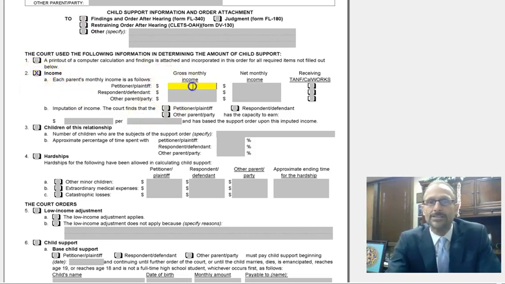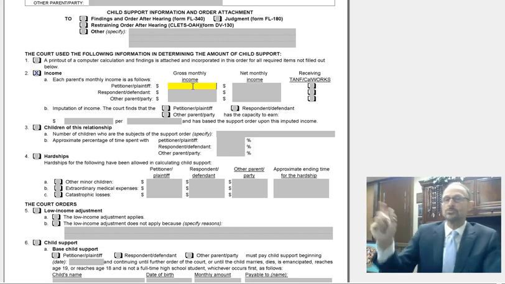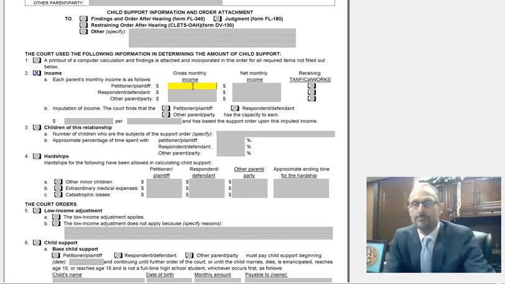You're going to need to put petitioner's gross monthly income. You also want to put net monthly income after taxes. If you don't know what it is, leave it blank. If that person is receiving CalWORKs or some other aid, you're going to need to mark that box. Okay? If they're not, leave it blank. Then we move on to respondent. You're going to need to list the respondent's gross monthly income and net monthly income if you know it.